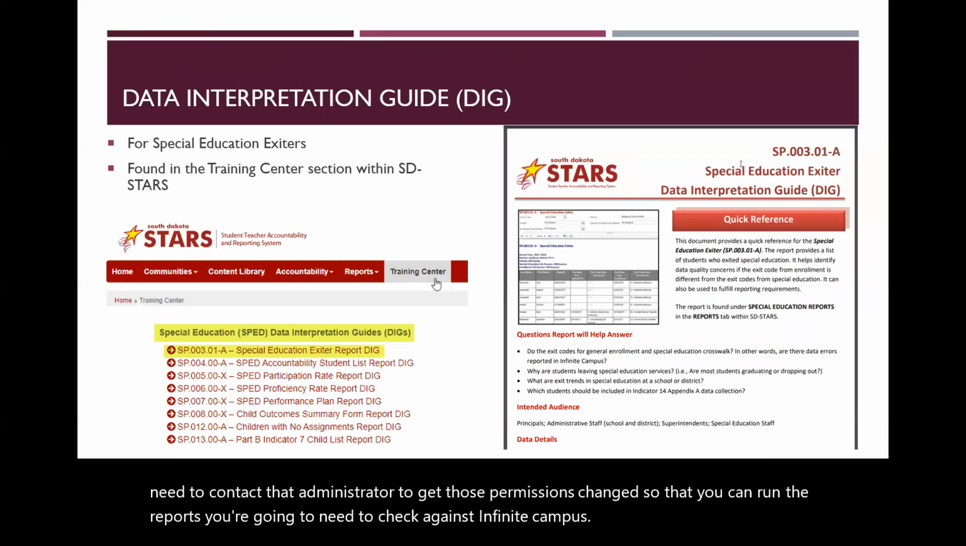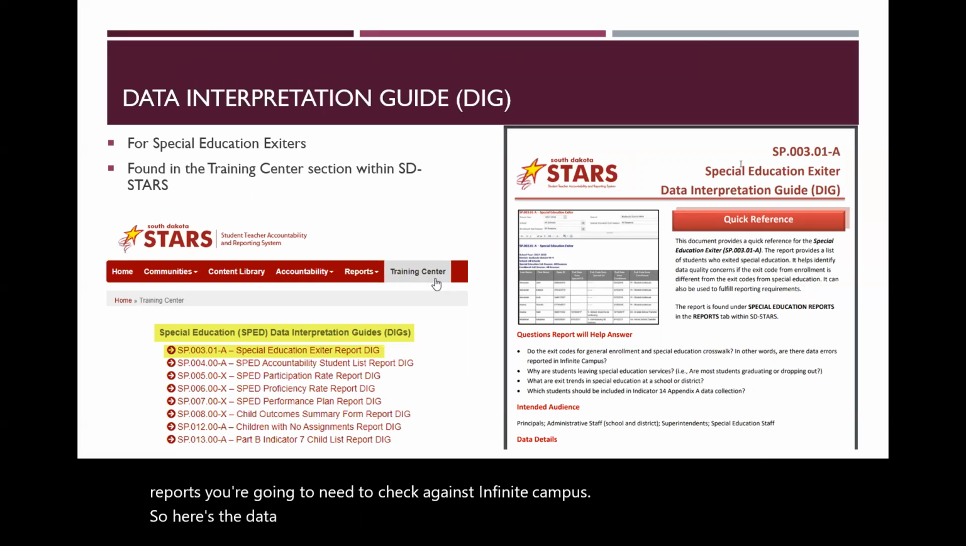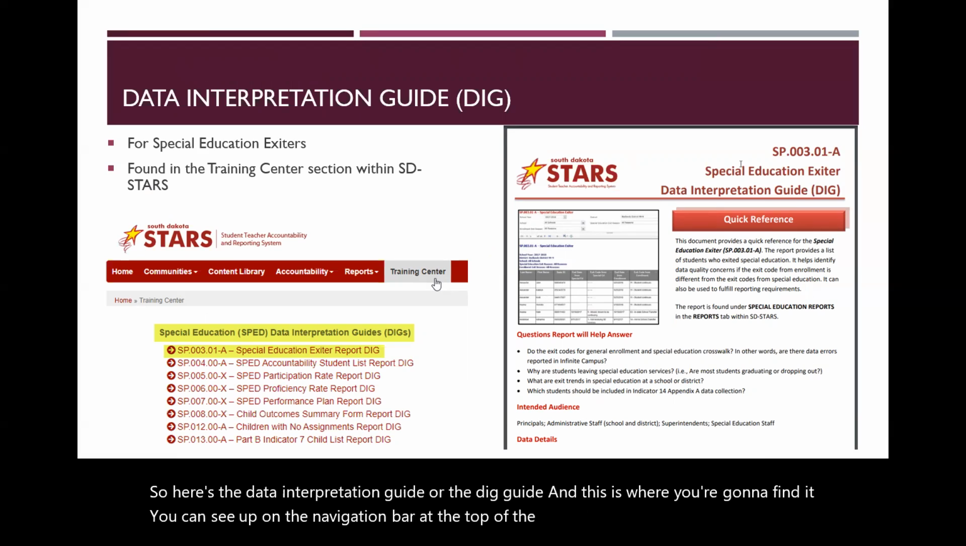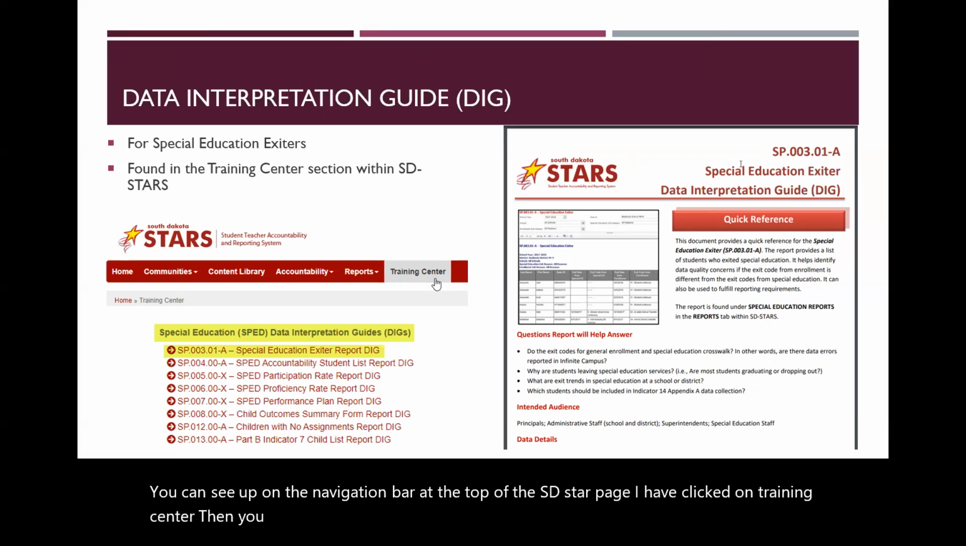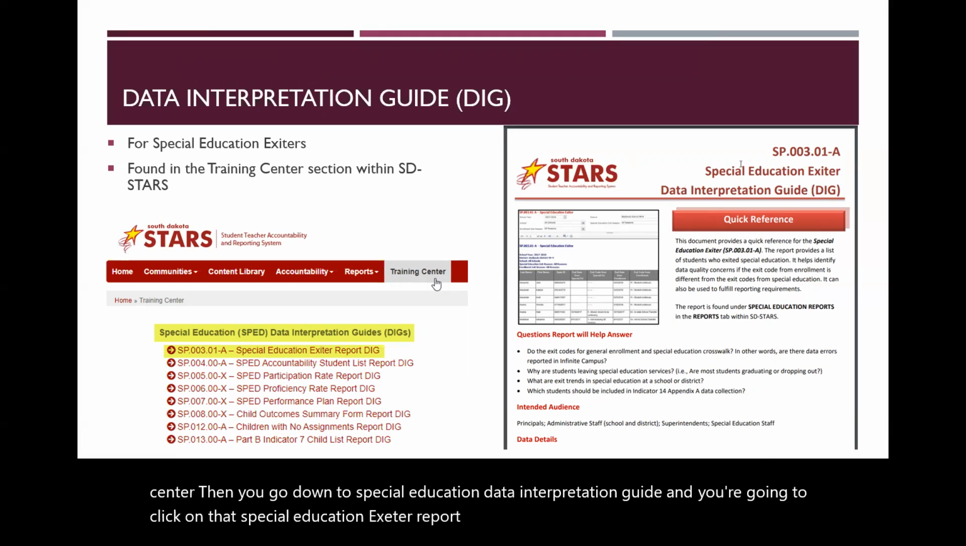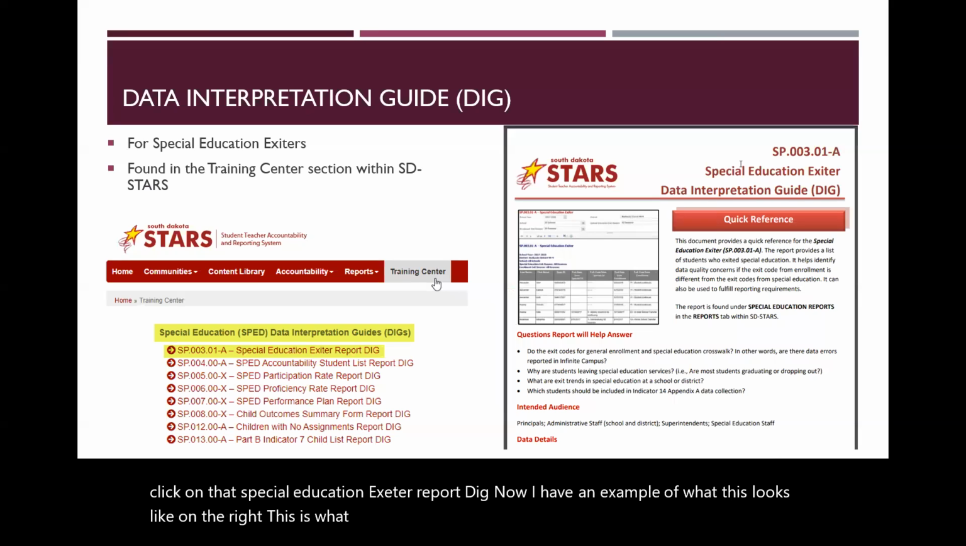So here's the data interpretation guide or the dig guide, and this is where you're going to find it. You can see up on the navigation bar at the top of the SD Stars page, I have clicked on Training Center. Then you go down to Special Education Data Interpretation Guide, and you're going to click on that Special Education Exit Code Report dig. Now I have an example of what this looks like on the right. This is what that quick reference guide is going to look like when you open that.